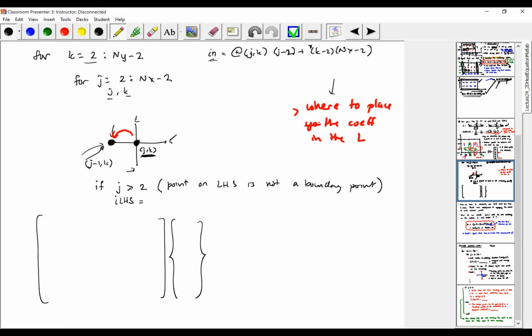So when j is greater than 2, the point on the left-hand side is not a boundary point, so there is a contribution in your Laplacian matrix. Okay, so what you do is you're going to call the I that you want at the left-hand side, which is basically given by in. Okay, so what should be the input in your function handle here? Anyone? So that I can understand whether you're following or not.